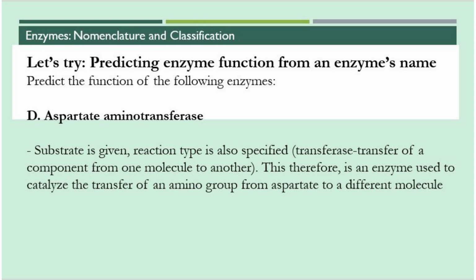Okay, how about this one? Aspartate aminotransferase. Again, both the substrate and the reaction type is given. Now, the substrate is given, the reaction type is also specified, transferase. Okay, from its very name, it involves the transfer of a component from one molecule to another. This, therefore, is an enzyme used to catalyze the transfer of an amino group, aminotransferase, from the substrate, which is the aspartate, to a different molecule. Okay, aspartate aminotransferase, transfer of an amino group from aspartate to a different molecule.